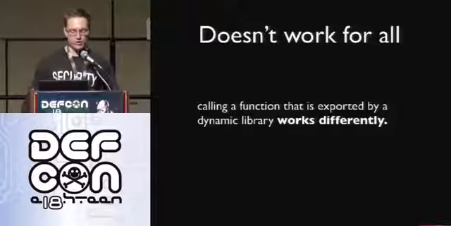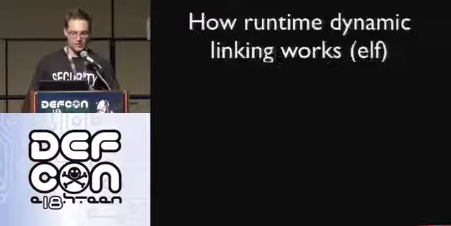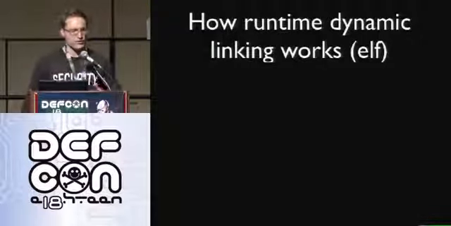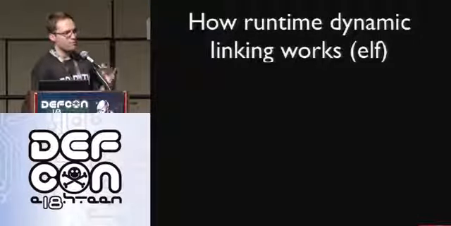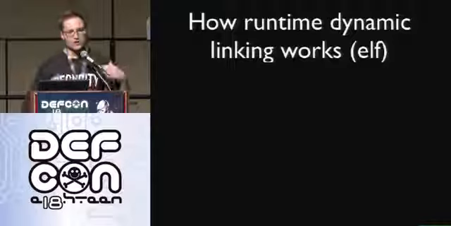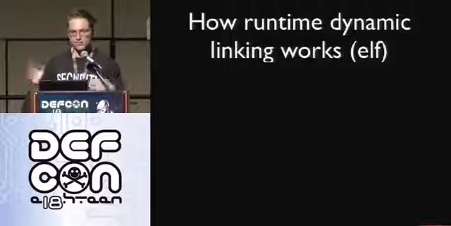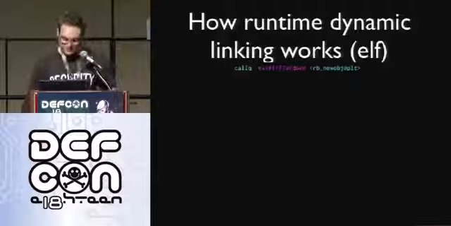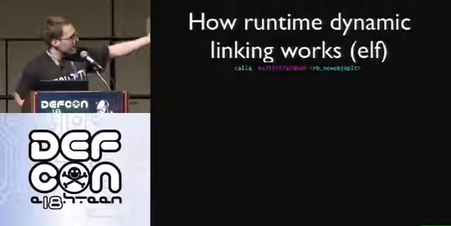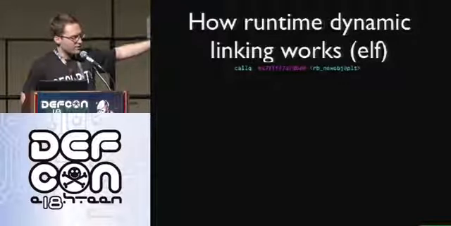If you call a function that's exported by a dynamic library, that works slightly differently. So we need to talk a little bit about how runtime dynamic linking actually works. I'm going to describe how it works on ELF, but it works almost identically on Mach-O. And I'm going to have a pretty picture soon that's going to show the difference between ELF and Mach-O. The code is exactly the same, it's just the instructions are rearranged slightly.